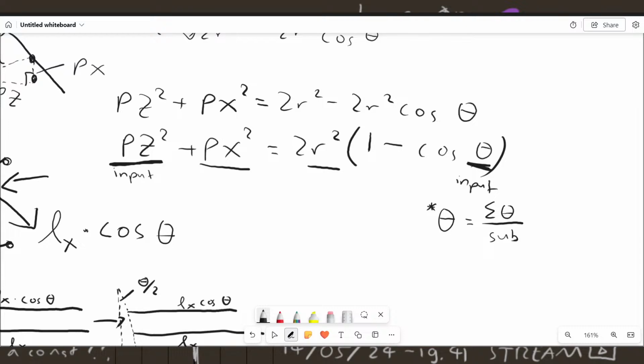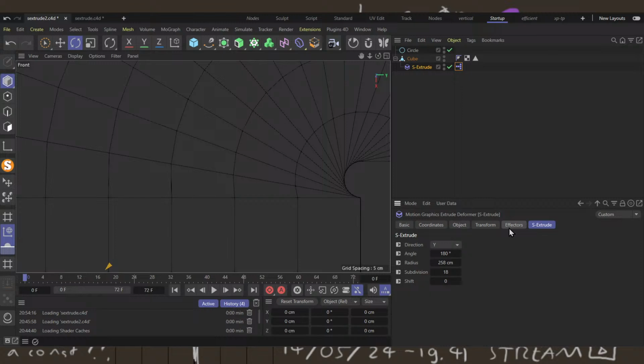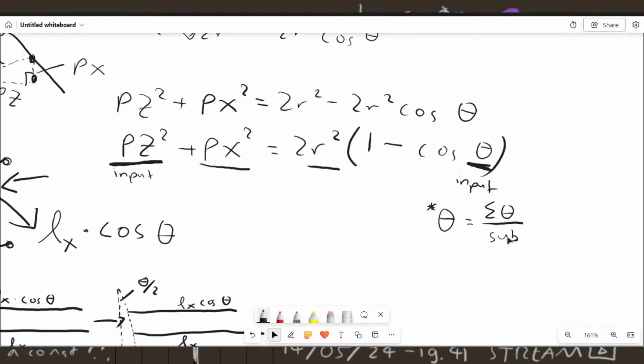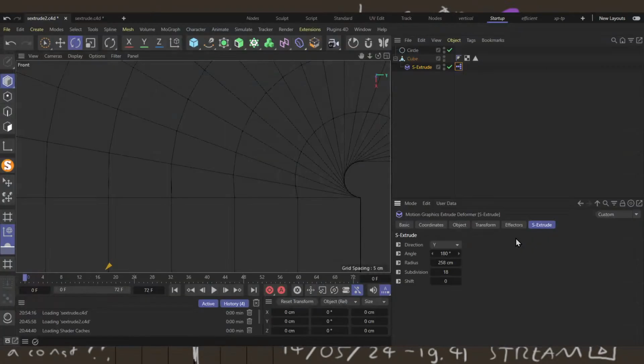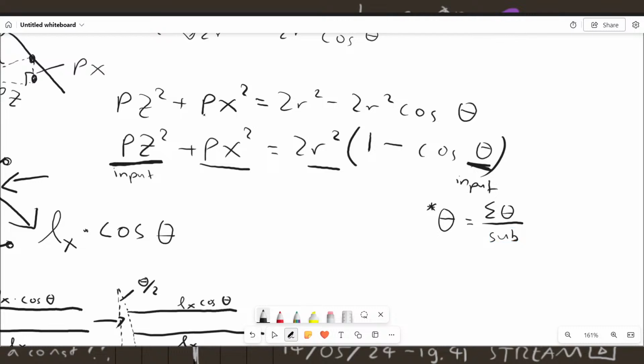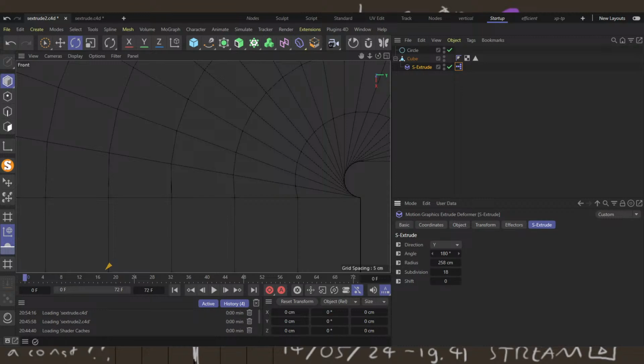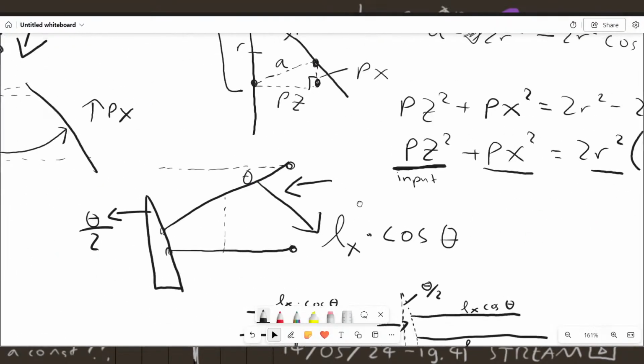So these are the values that we know. Angle and radius is what we don't know. Radius goes into either pz or r. Pz r shift is what we don't know.